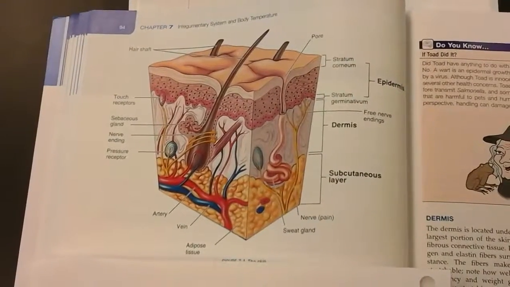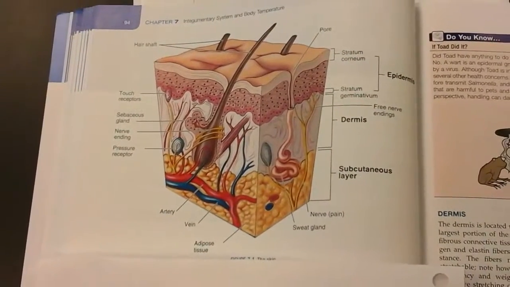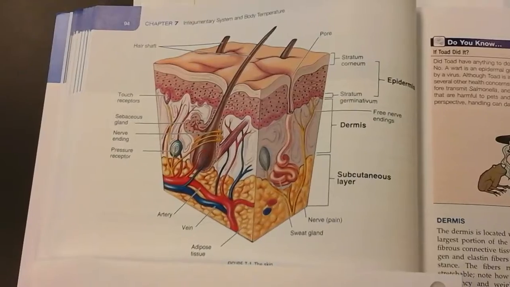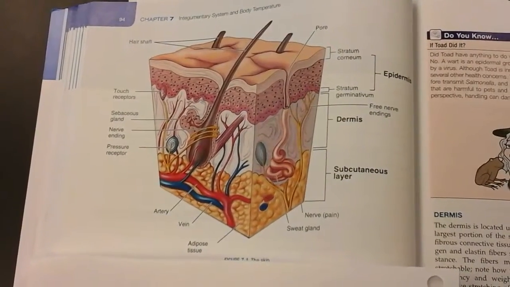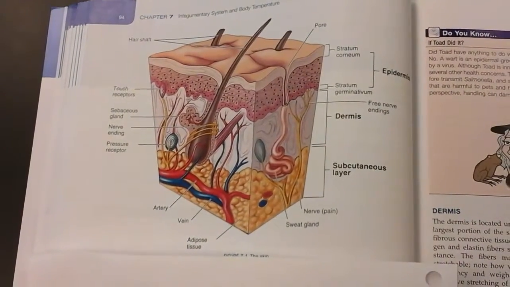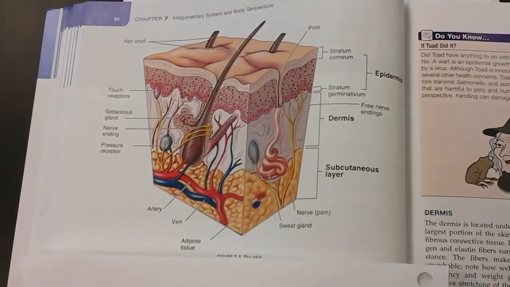So here we have the integumentary system. The first layer you have is the epidermis. It is the thin outer layer of the skin and is composed of stratified squamous epithelium.